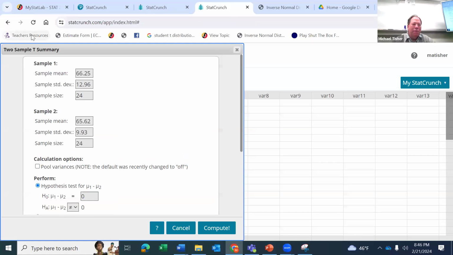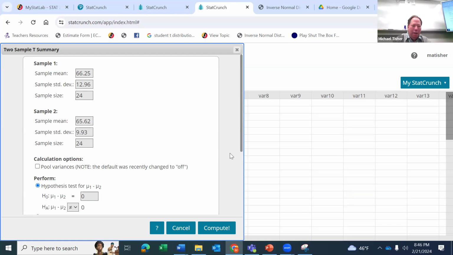All right, 66.25, 12.96, and 24. There we got. Oh, Tyler, you got? I'm sorry. Yeah. 66.25, 12.96, and 24. And 65.62, 9.93, and 24. Second? Oh, you got it all in? Yeah, looking for the p-value again. So everybody got it in?